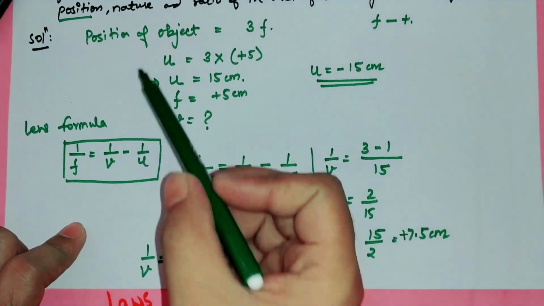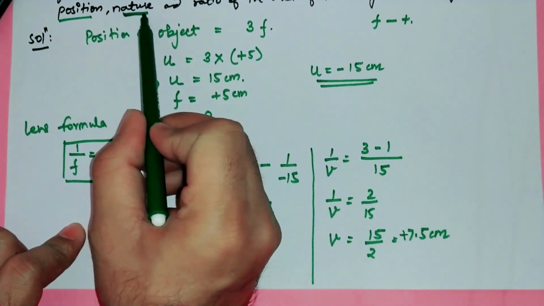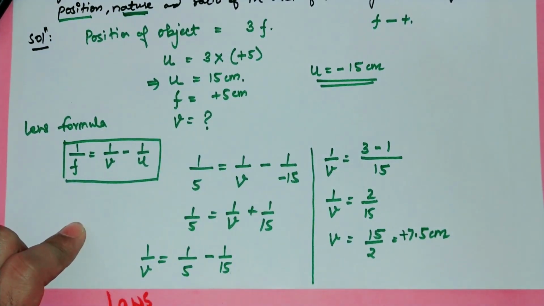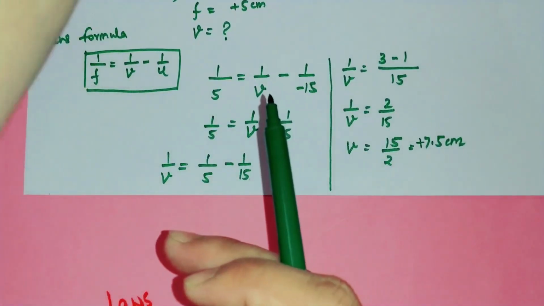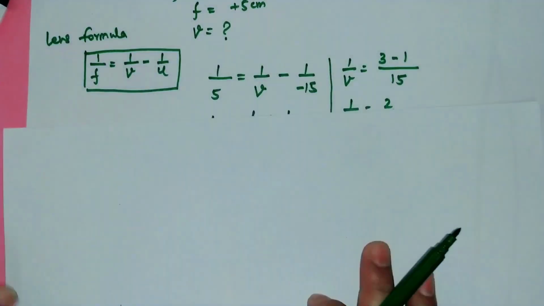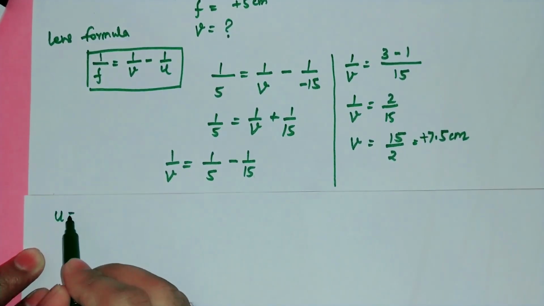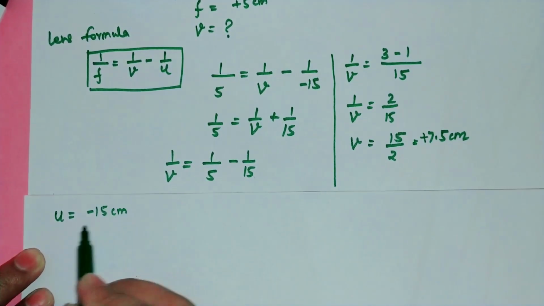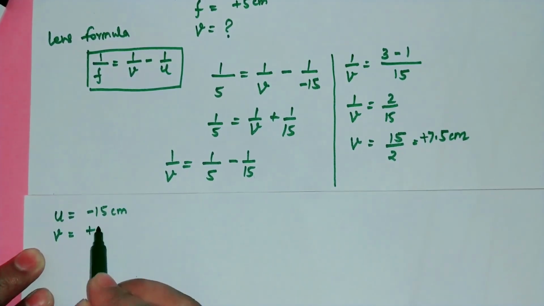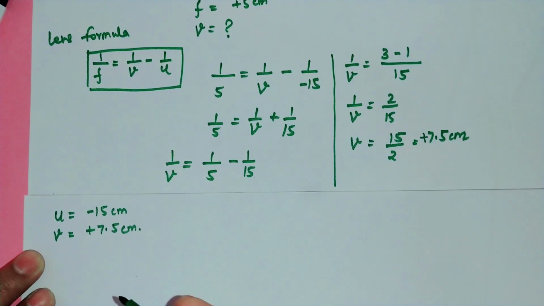Now we have to calculate the nature. How can we calculate the nature of this image? We know that u is negative 15 centimeter and v is equal to plus 7.5 centimeter. To find the nature of the image, we have to calculate its magnification. The sign of magnification will give me the nature. If it is positive, then virtual and erect. If it is negative, then real and inverted.